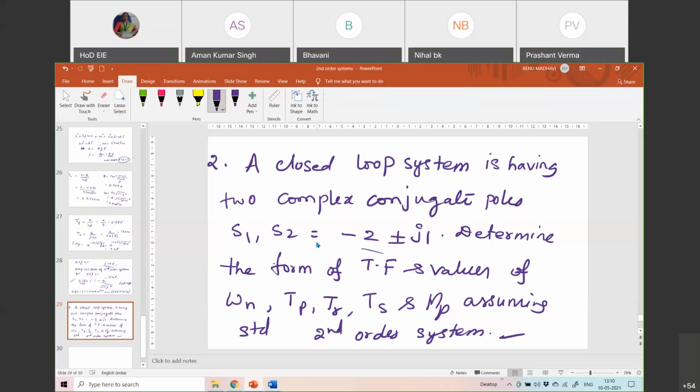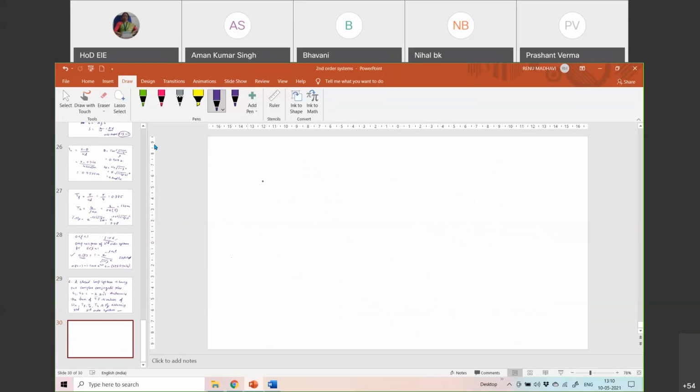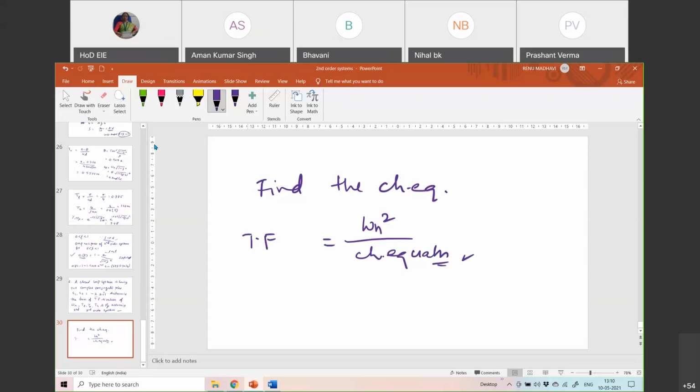In order to get the transfer function, I'm giving you a hint. These are the roots, right? The hint is to first find the characteristic equation using the roots. Once you find the characteristic equation, from it you would have omega n square. So the transfer function would be omega n square by the characteristic equation. First find the characteristic equation, then from it find omega n square. Once you know omega n square and the characteristic equation, numerator and denominator, this is your transfer function.